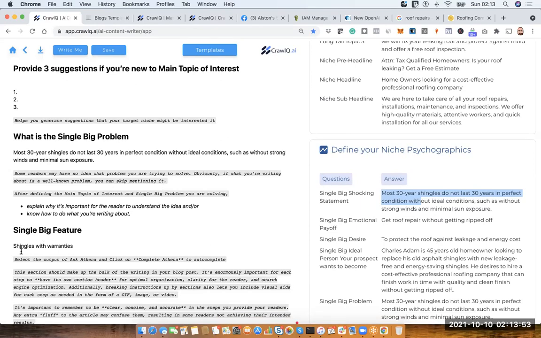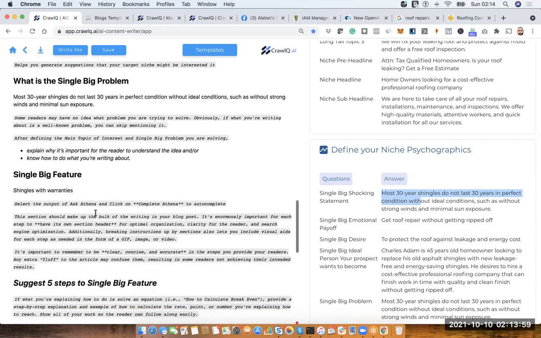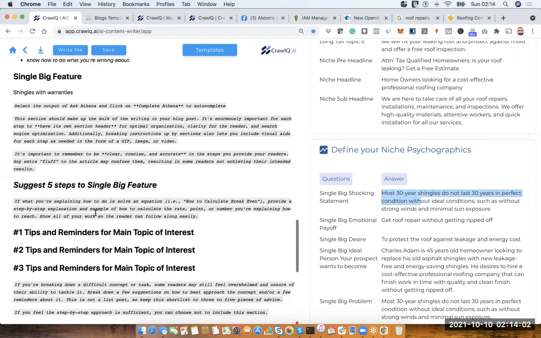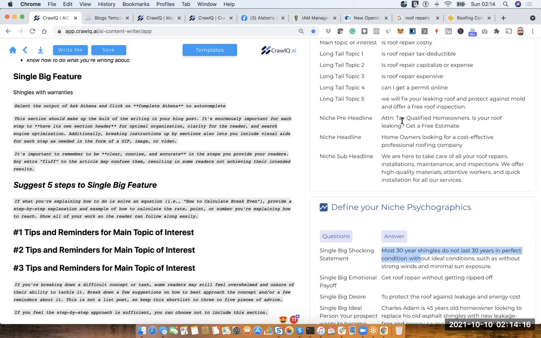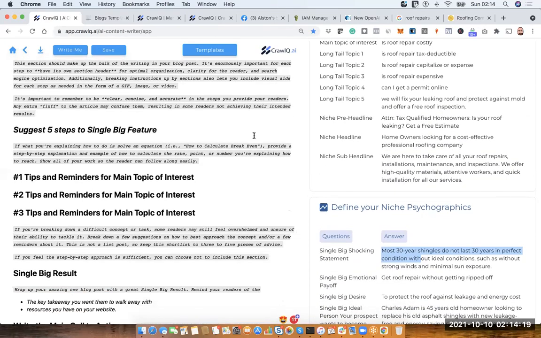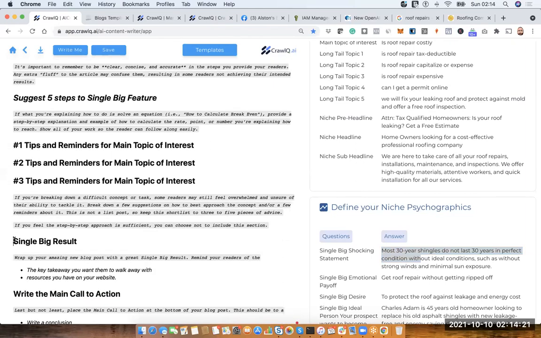Single big feature again: shingles with warranties. This is one of the features, and then of course you can develop it as a writer. So there is a way to really stay attached and well connected to your original research. You cannot go haywire or in a random direction. And this one is actually general information. Again, this is information that applies to the entire niche, not necessarily to the Charles persona.